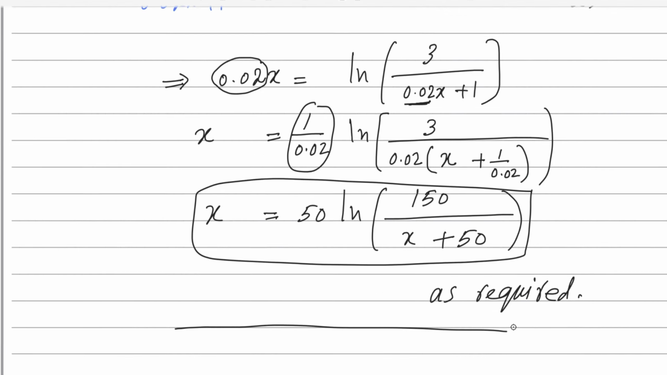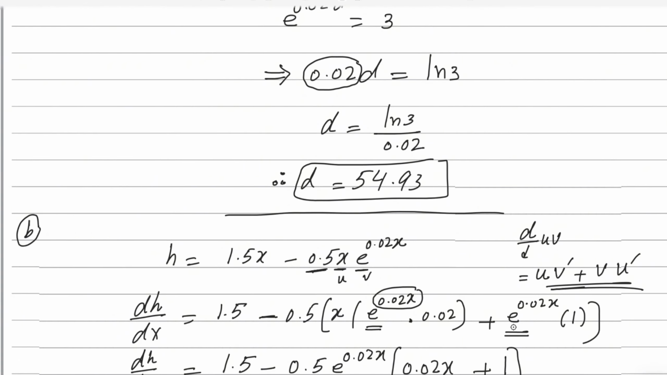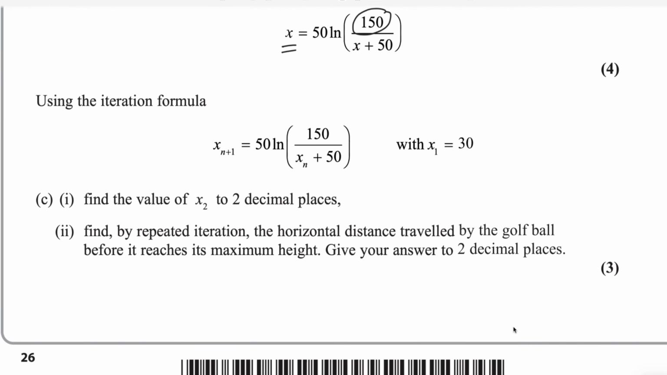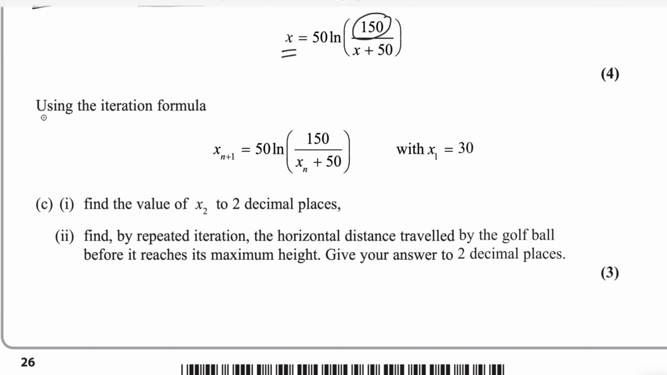B part is done. Let me go back for the last part of this question. Here, using the iteration formula x_(n+1) = 50 log(150/(x_n + 50)) with x1 = 30, find the value of x2 to 2 decimal places. Here, you need to find the value of x2. Your n will be 1 here, right? If n is 1, so here you will get x1.